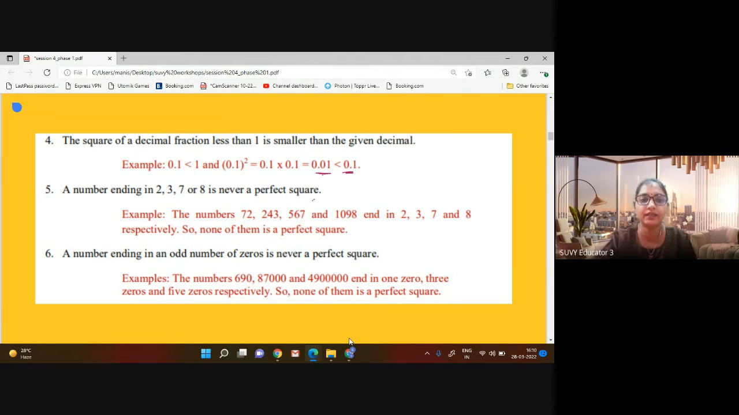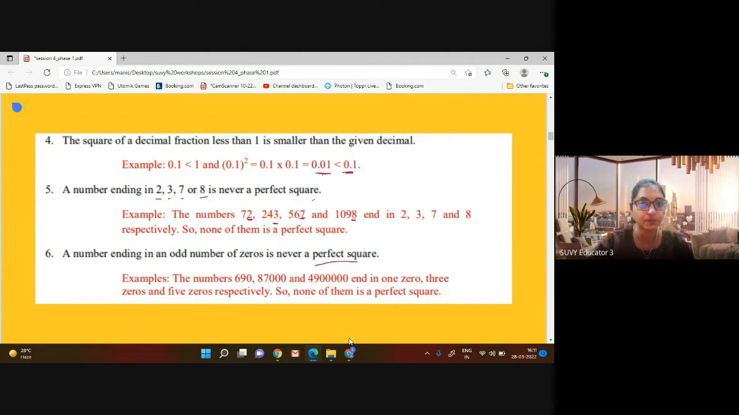So a number ending with 2, 3, 7 or 8 is never a perfect square. Any number which ends with 2, 3, 7 or 8 is not going to be a perfect square. Never ever. So a number ending in an odd number of zeros is never a perfect square. When a number ends with zeros and the number of zeros is odd, like 3, 5, 1, 7, then that number is also not a perfect square.